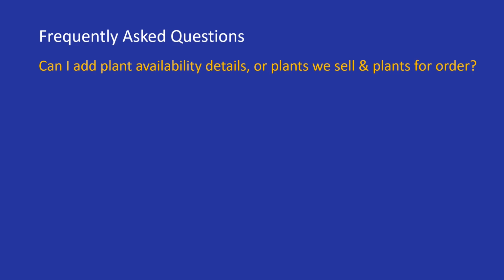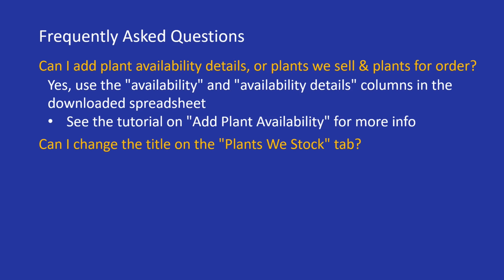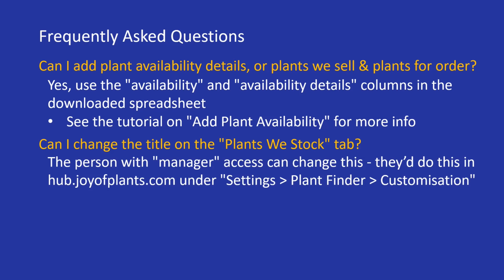Before we finish, I'll cover some frequently asked questions. Can I add plant availability details or plants we sell and plants for order? Yes. Use the availability and availability details columns in the downloaded spreadsheet to add these details before you upload the updated spreadsheet. See the tutorial on Add Plant Availability for more info. Can I change the title on the Plants We Stock tab? The person with manager access can change this in hub.joyofplants.com under Settings, Plant Finder, Customization.